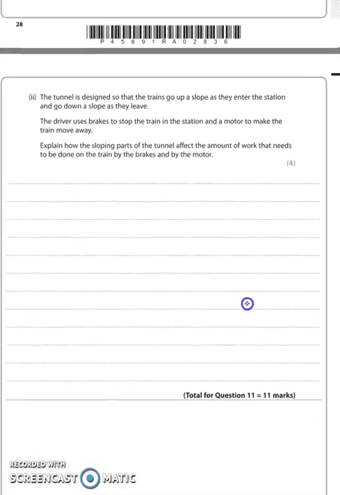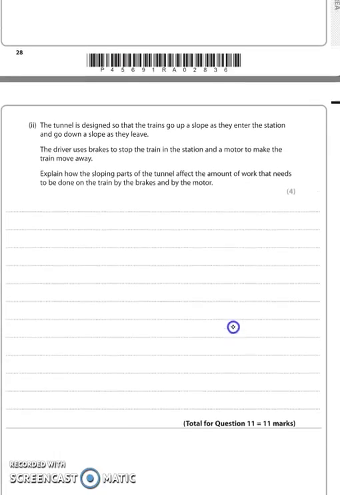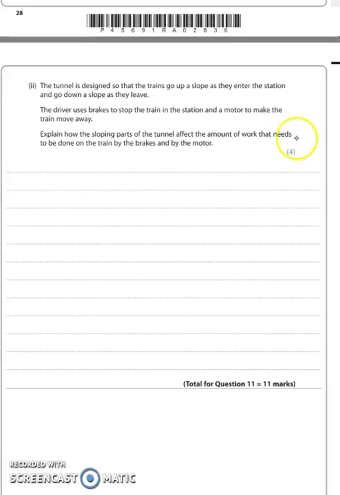The next one: the tunnels are designed so the trains go up a slope as they enter the station and go down a slope as they leave. The driver uses brakes to stop the train in the station and a motor to make the train move away. Explain how the sloping parts of the tunnel affect the amount of work that needs to be done on the train by the brakes and the motor. So, 4 marks available here.